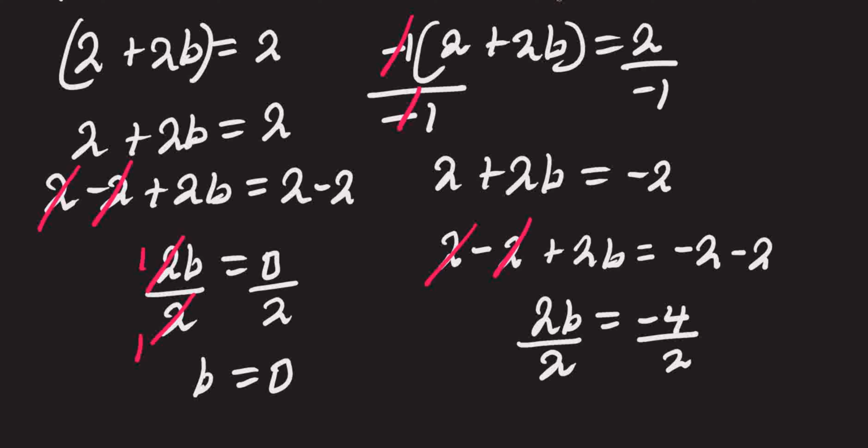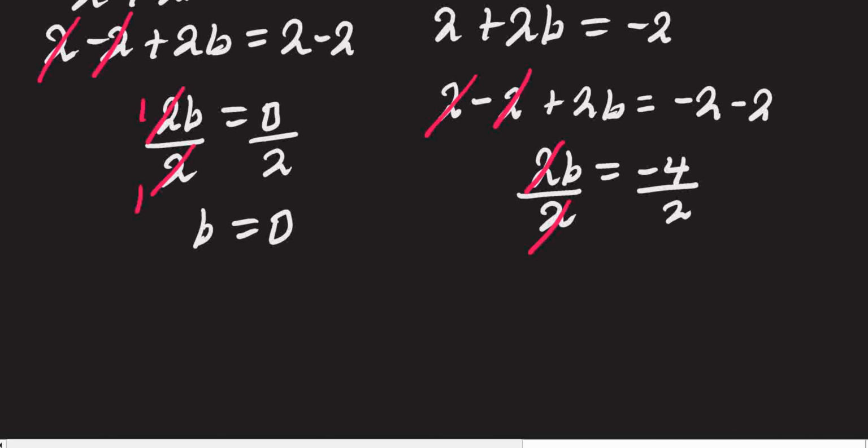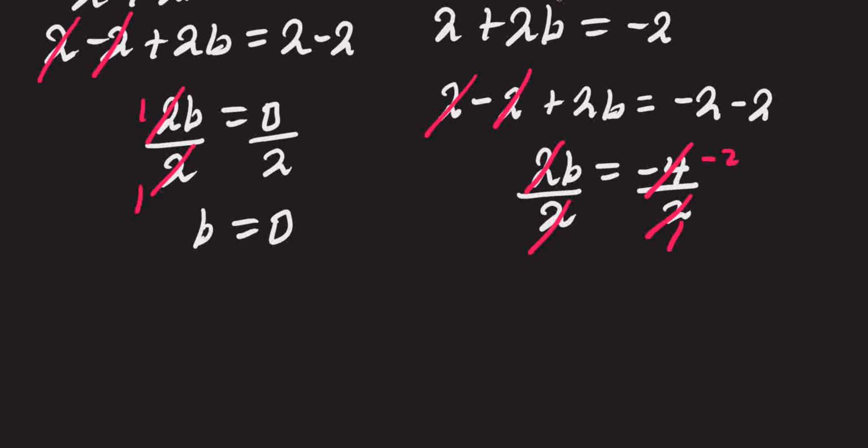And 2, of course, is going to cancel 2 from here. 2 divided by 2 is 1. Negative 4 divided by 2 is negative 2. Therefore, b is equal to negative 2. So finally, b is equal to 0 or negative 2.